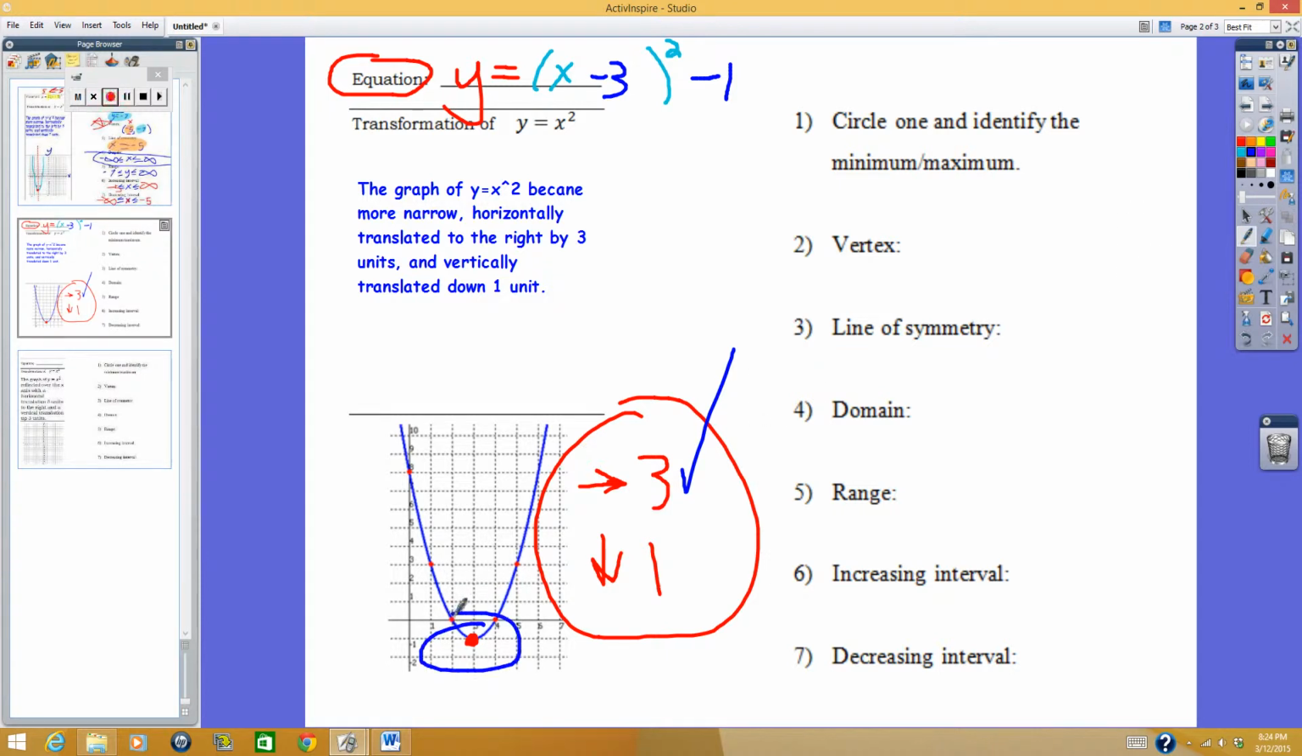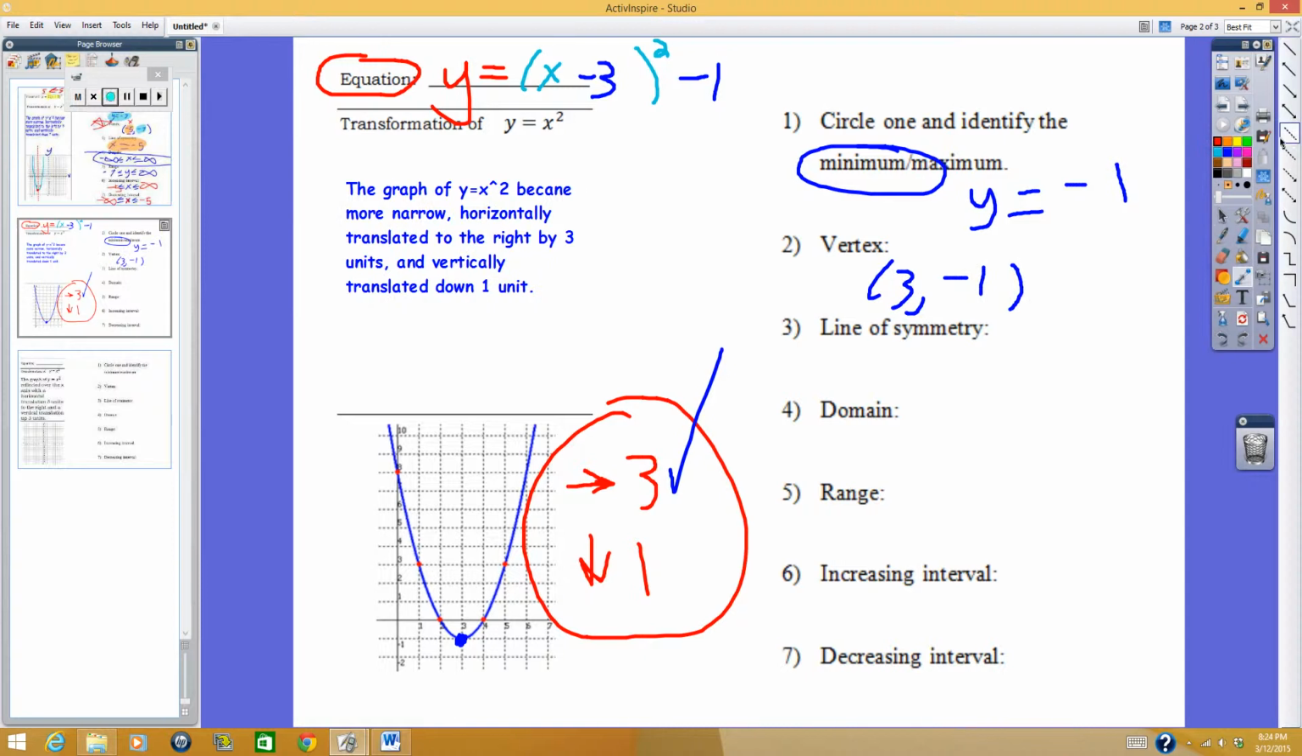This vertex right here is a minimum, because I can see the bottom of it. And the y value of that minimum is right here, -1. Okay. The vertex, which is the center, the middle, that point where it looks like a mirror on either side of it, the x value is 3, the y value is -1.